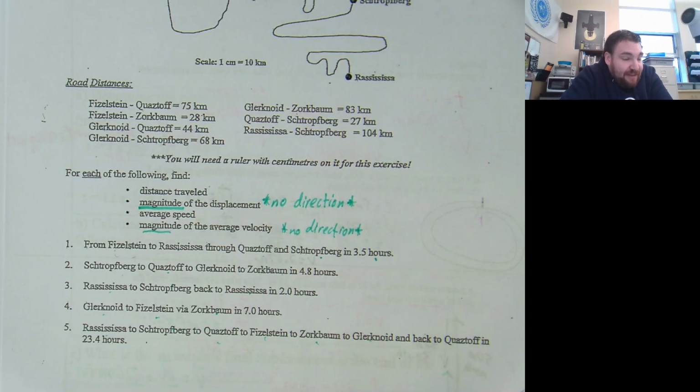Distance is the actual path traveled. Displacement is the straight line distance between these locations, from initial position to final position, or final position to initial position. So you're going to need a ruler that actually has centimeters on it. If you'd like to borrow one from me for the weekend, you're welcome to do that.